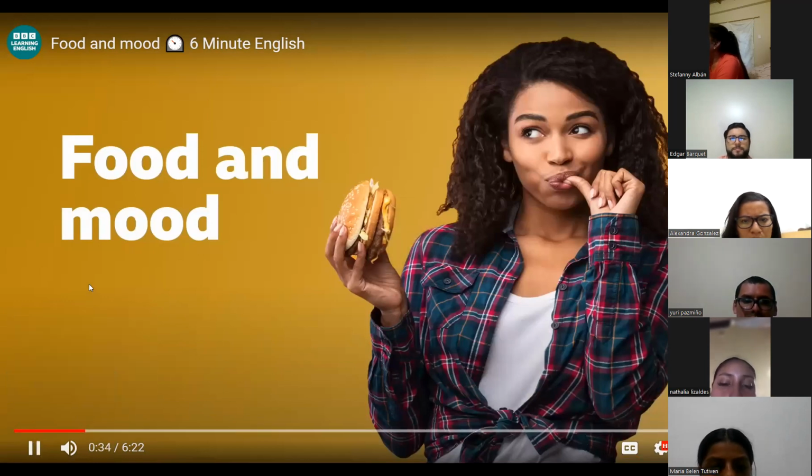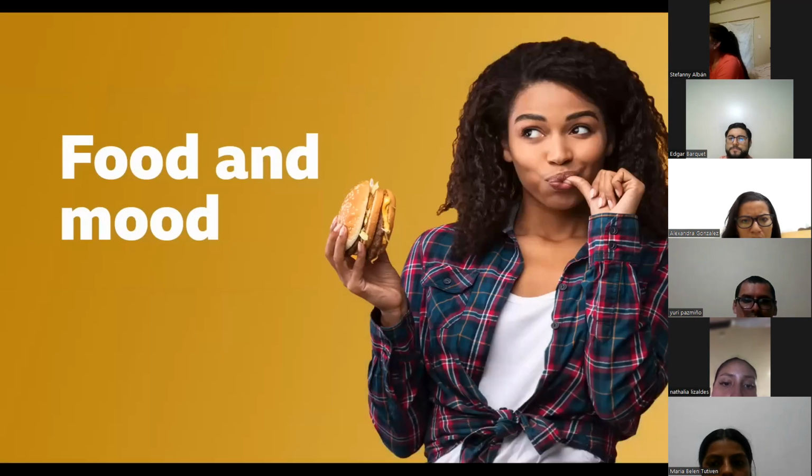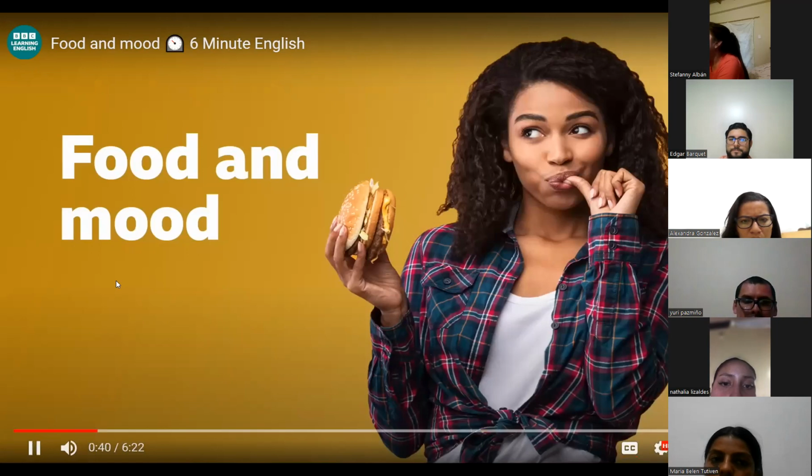As we feel sad, not because we're hungry. But unfortunately, most comfort food is high in carbohydrates and sugar, and after a few minutes, it leaves us feeling even worse.